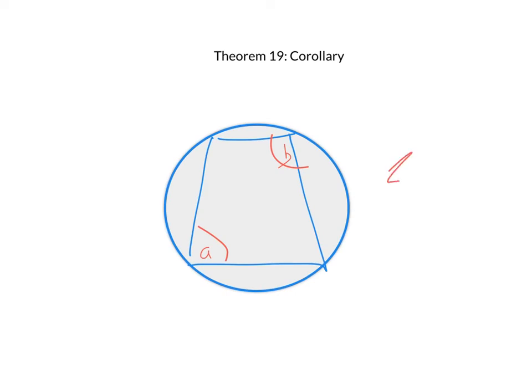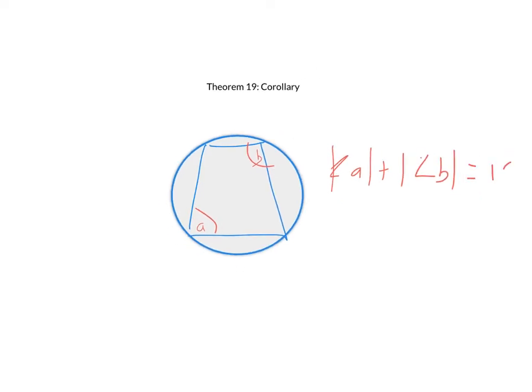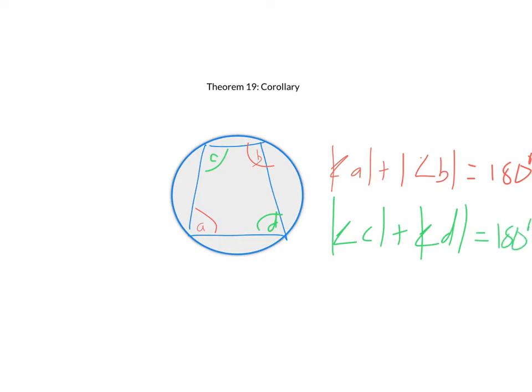We can say the measure of angle A added with the measure of angle B gives us 180 degrees. And we can similarly say that for the other 2 angles. Let's call them C and D. The measure of angle C plus the measure of angle D should give us 180 degrees. Again, you can pause the video here to take down notes into your handout, which I'd like to see tomorrow.